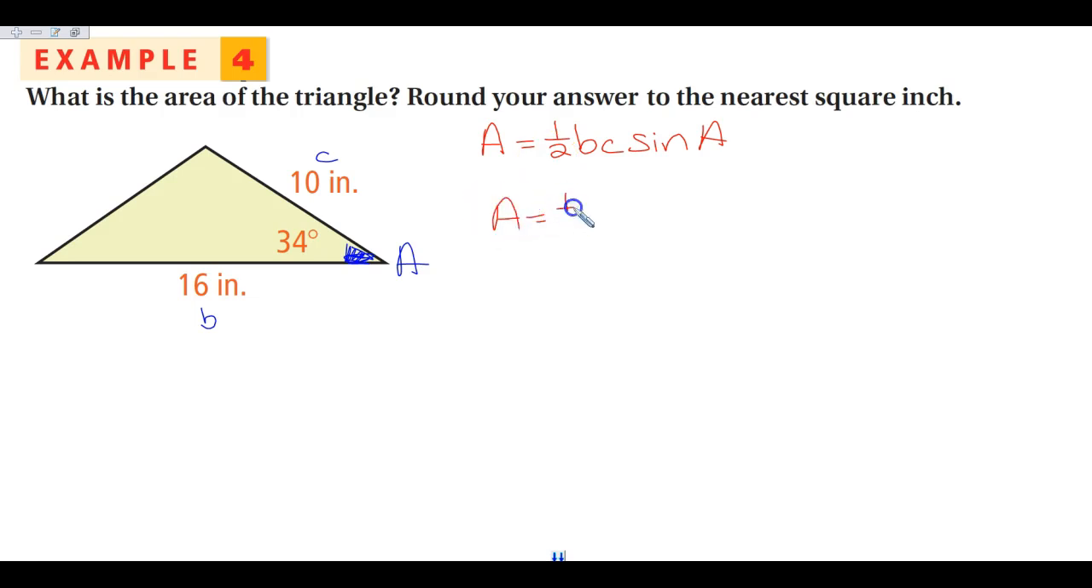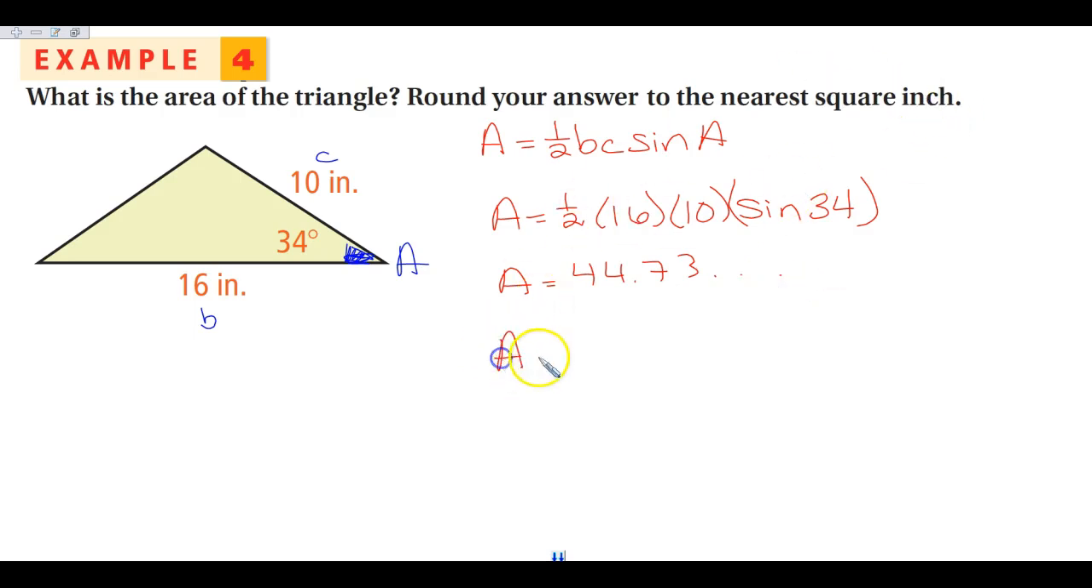So I'm just going to plug in. It's going to be 1/2 times 16 times 10 times the sine of angle A, which is 34. You are literally just going to put all of this in your calculator, and this is going to get 44.73 and so on. Now, we want to round to the nearest square inch, so it is 45 inches squared.